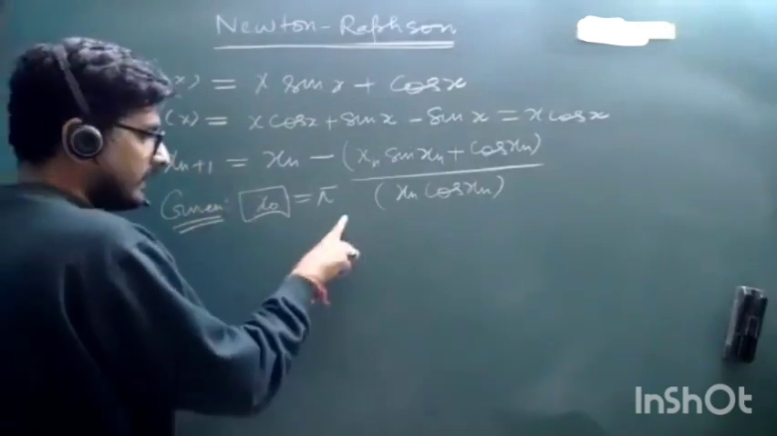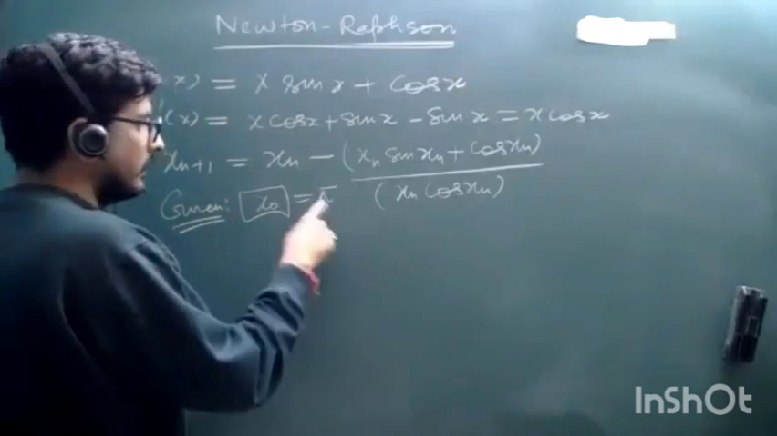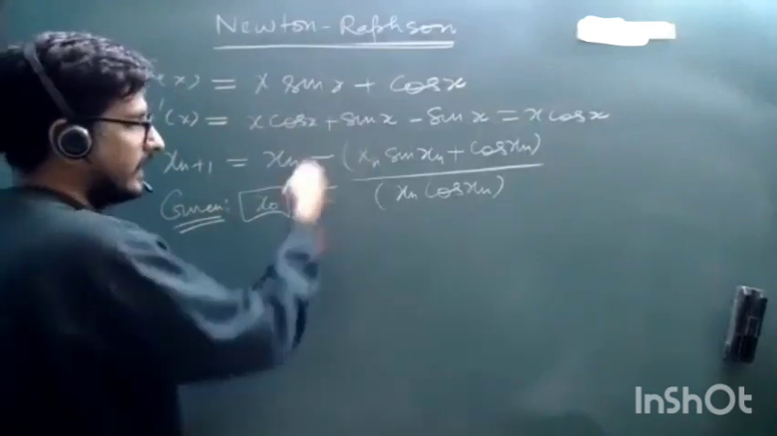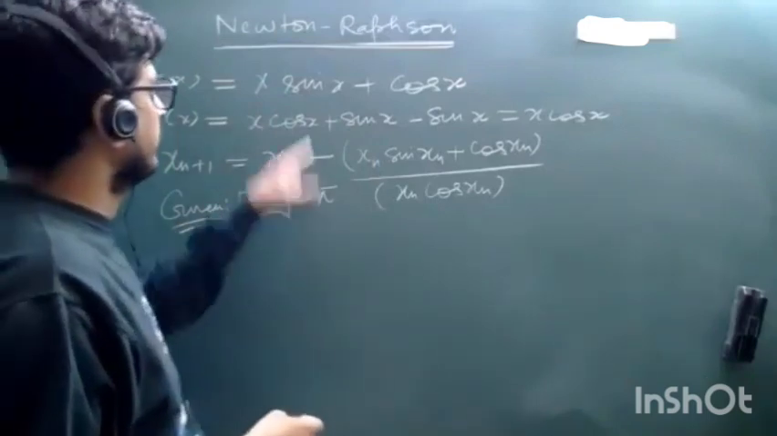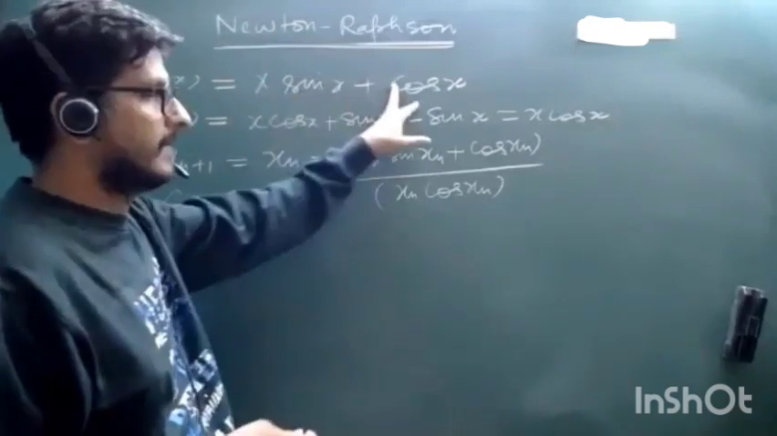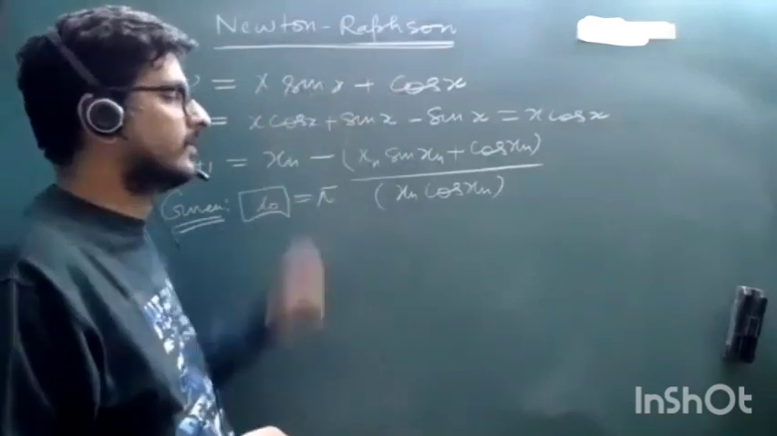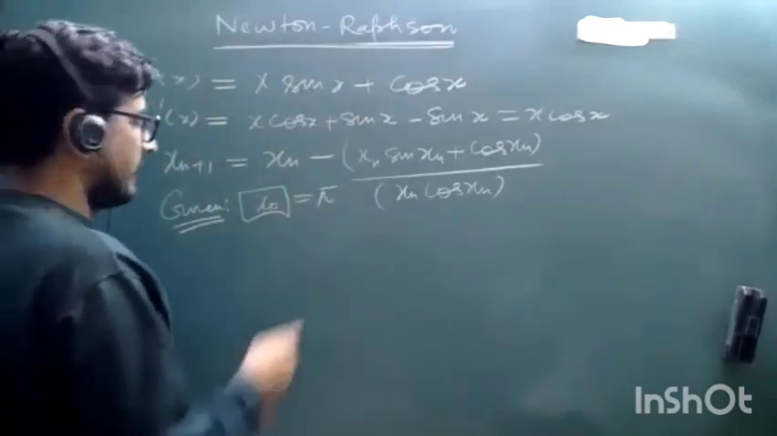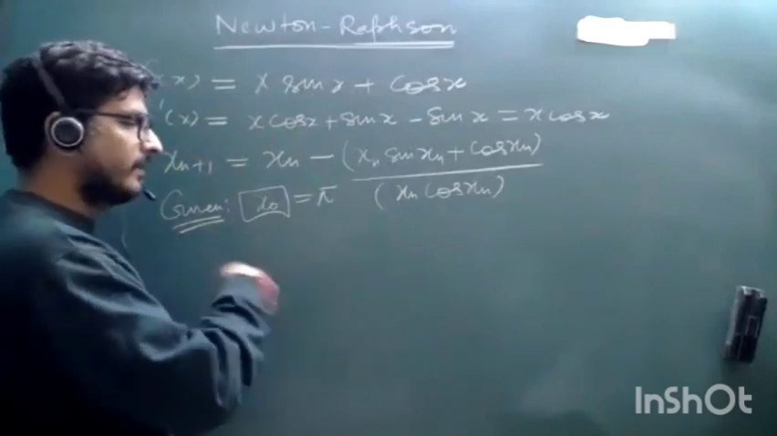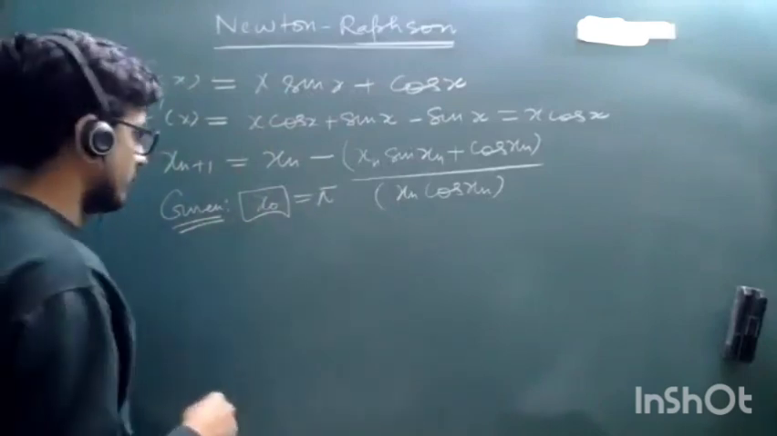Okay, you can start with any value, but you will take a value seeing that it is closer to the root. For example, if you take pi, this term will become 0, this will become minus 1. So minus 1 is close to 0. Like that. But you can start with any number, it will finally converge to the root.